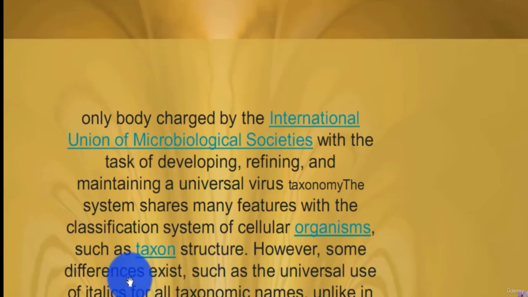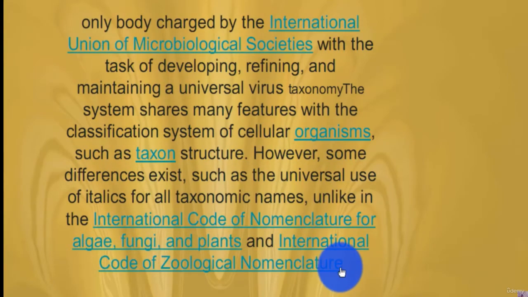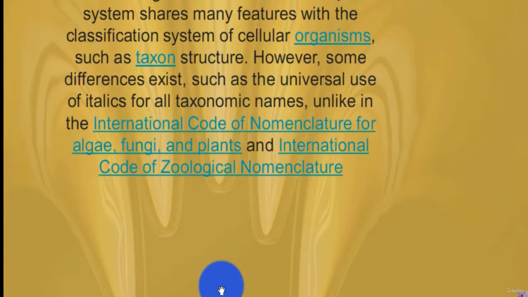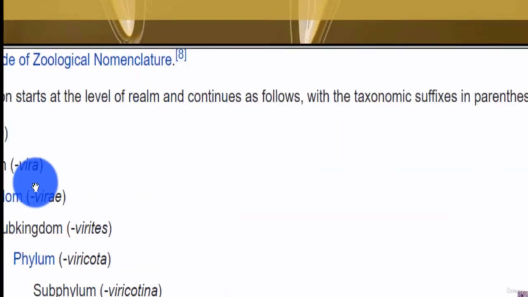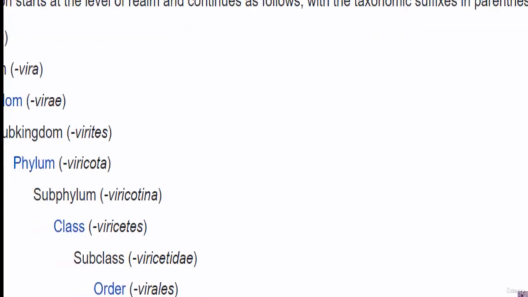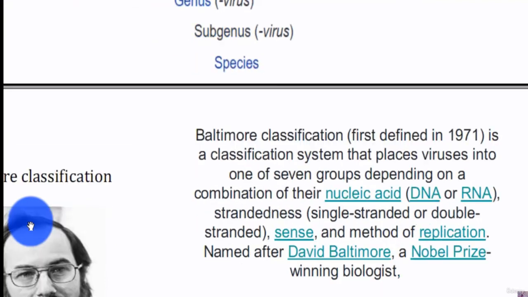However, some differences exist, such as the universal use of italics for all taxonomic names, unlike in the International Code of Nomenclature for algae, fungi, and plants, and the International Code of Zoological Nomenclature. The taxa include phylum, subphylum, kingdom, subkingdom, order, and family.